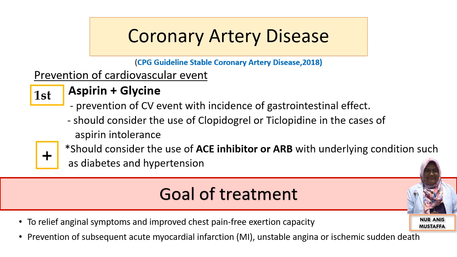Based on the guideline, aspirin 75 to 150 mg once daily shall be given in the drug regimen. In the patient's treatment, she received aspirin with the addition of glycerin as it has been found to reduce the gastrointestinal effect. Moreover, the addition of an ACE inhibitor or ARB should be considered, especially in the presence of conditions such as diabetes and hypertension. The goal of treatment for this patient is to relieve angina symptoms and improve chest pain-free exertion capacity, and also to prevent subsequent acute myocardial infarction, unstable angina, or ischemic sudden death.